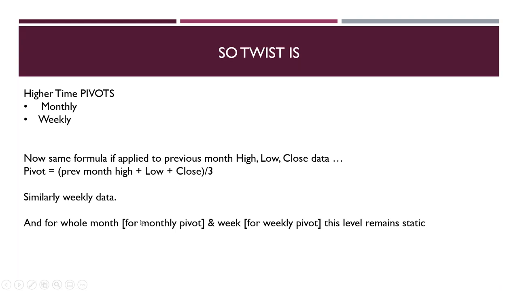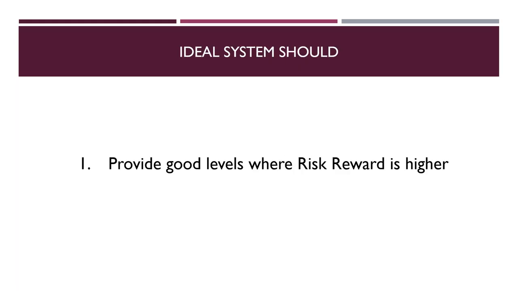And for the whole month, these levels remain static. So for the monthly pivot, for the whole month these levels will remain static, and for weekly pivots, these levels will remain static for the entire next week. Now, as I asked 3-4 questions before starting this system, does it provide a good level where risk reward is higher?